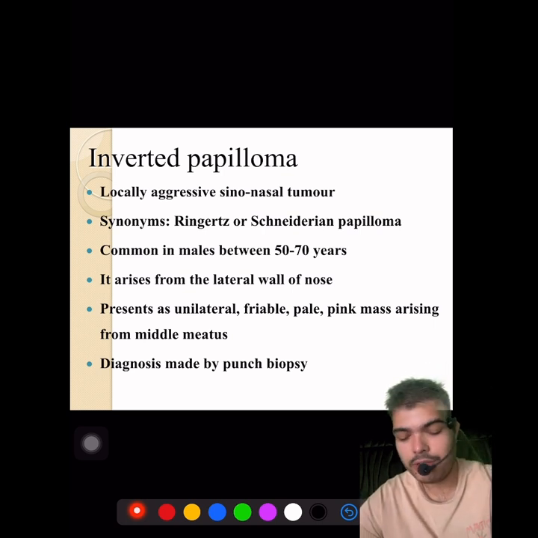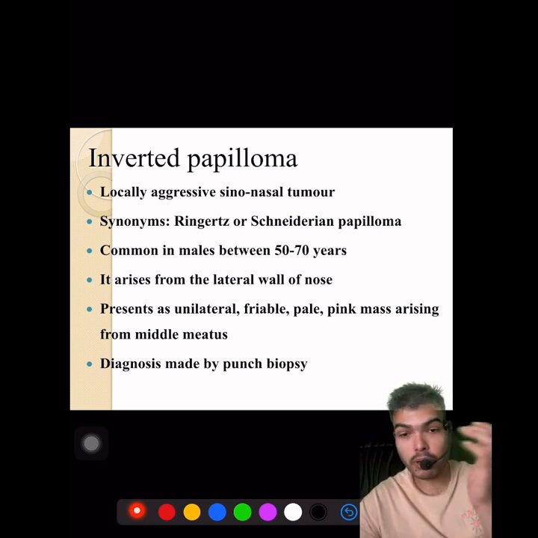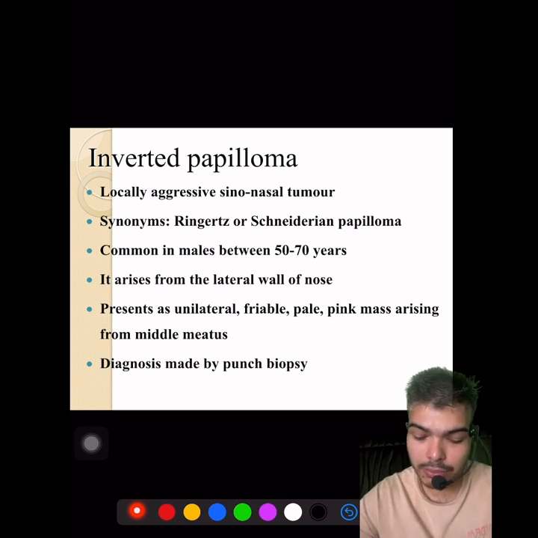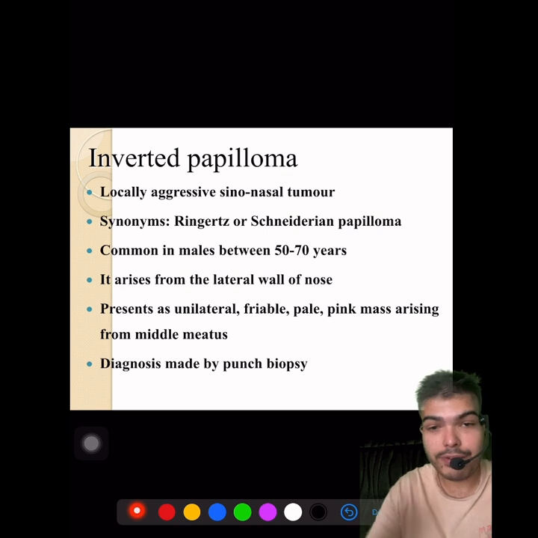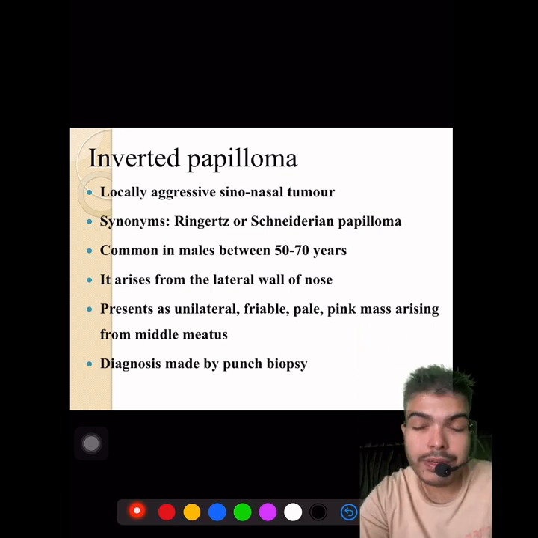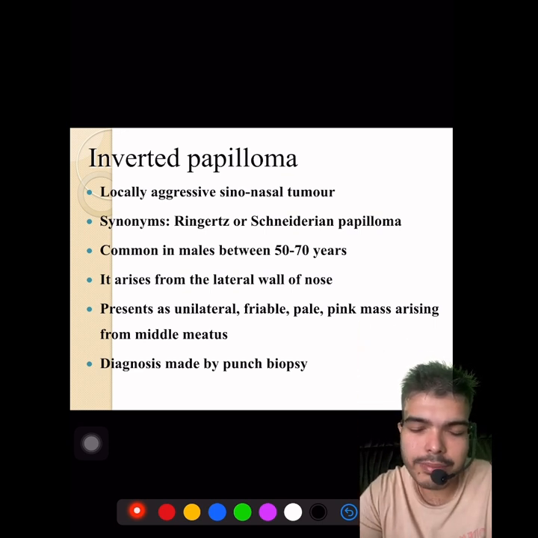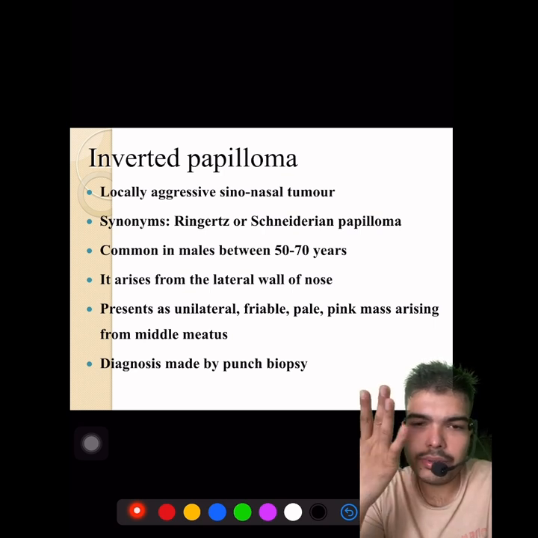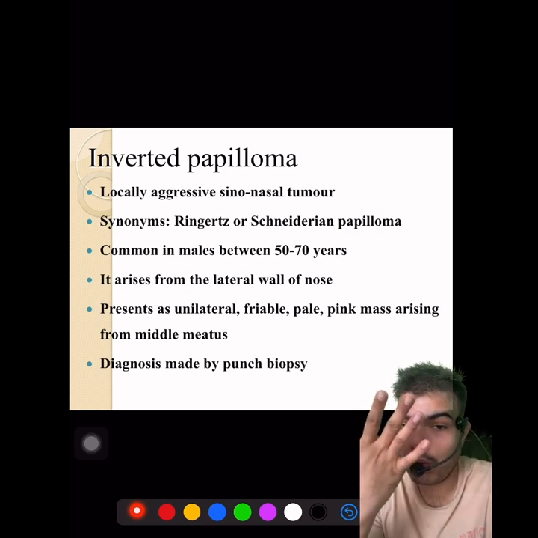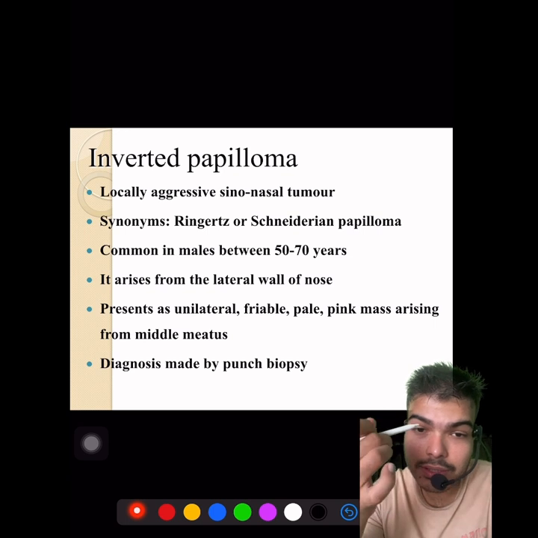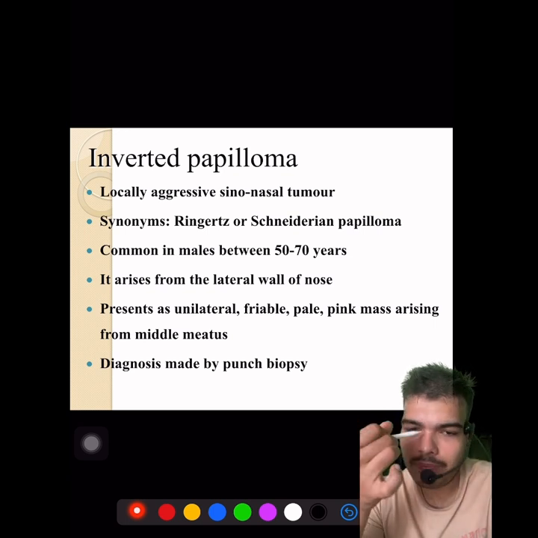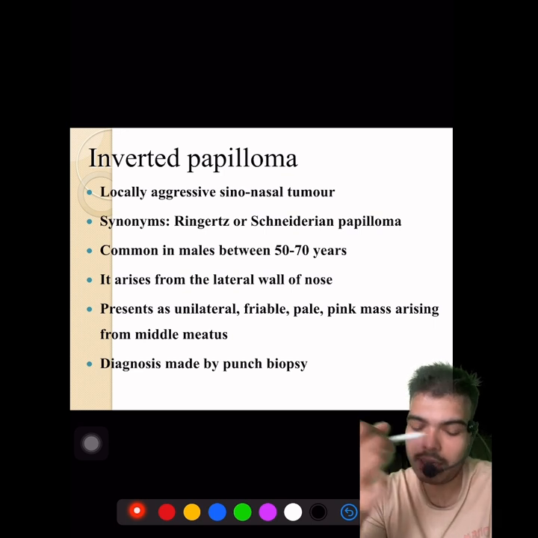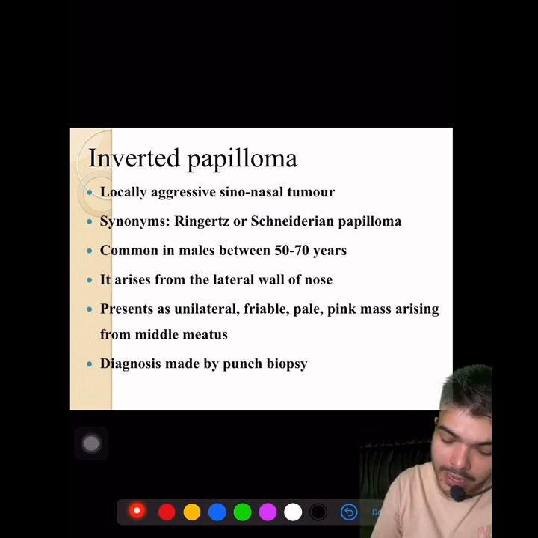For inverted papilloma, the treatment is medial maxillectomy with en-bloc ethmoidectomy, by lateral rhinotomy or midfacial degloving. Midfacial degloving means you are opening like a glove, and lateral rhinotomy means you are giving an incision from here like this and like this. Now, inverted papilloma has a marked tendency to recur after surgical removal.